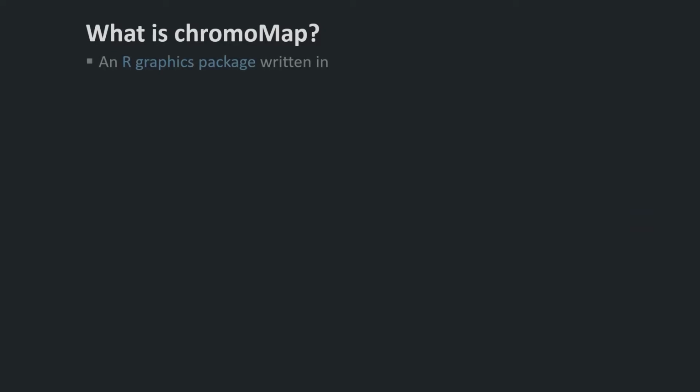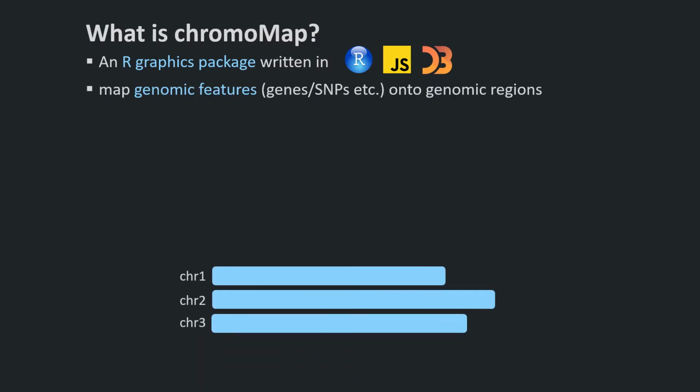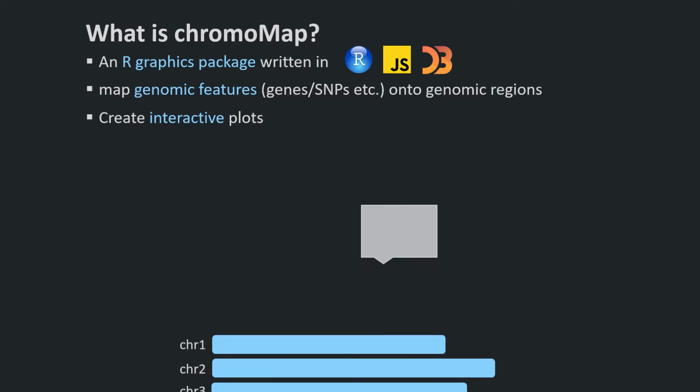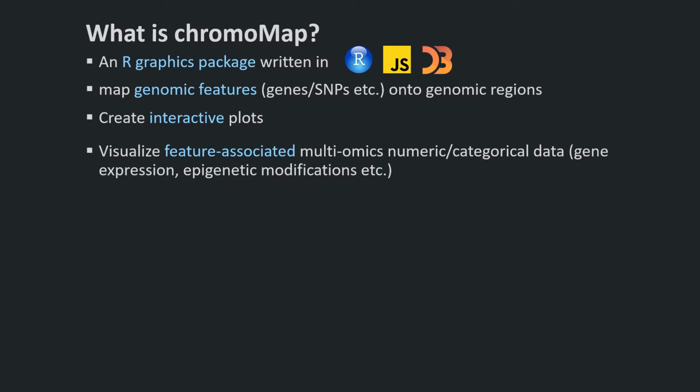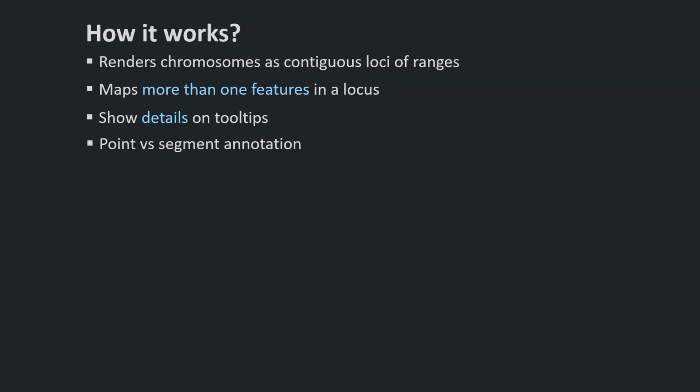Basically, chromoMap is an R package written in R, JavaScript, and the D3 library. Using the tool, users can map genomic features onto genomic regions. Users can construct interactive plots such that when the users hover over the region, the tooltip shows more information. Users can also visualize numeric or categorical data associated with genomic features.